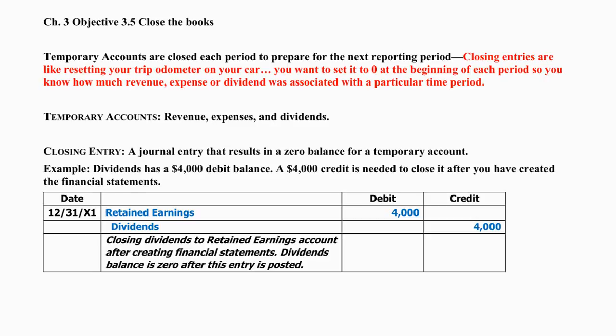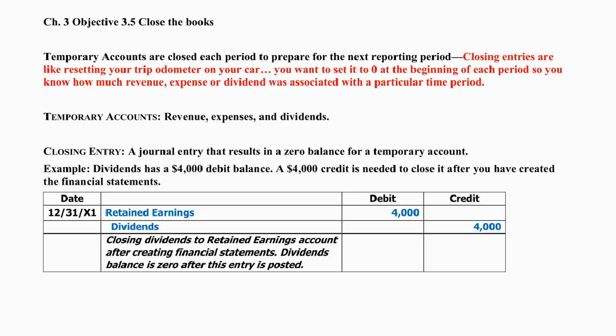All right, we finally got through objective 3.4, which was awesome, very important stuff. Now we're going to do some mopping up, and there are these things called closing entries. What are we closing? Well, temporary accounts. They're closed each period to prepare for the next reporting period.